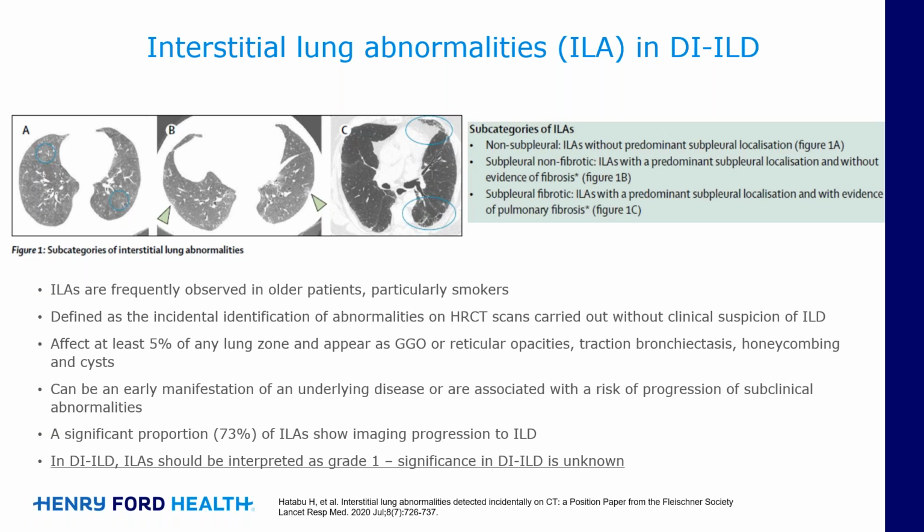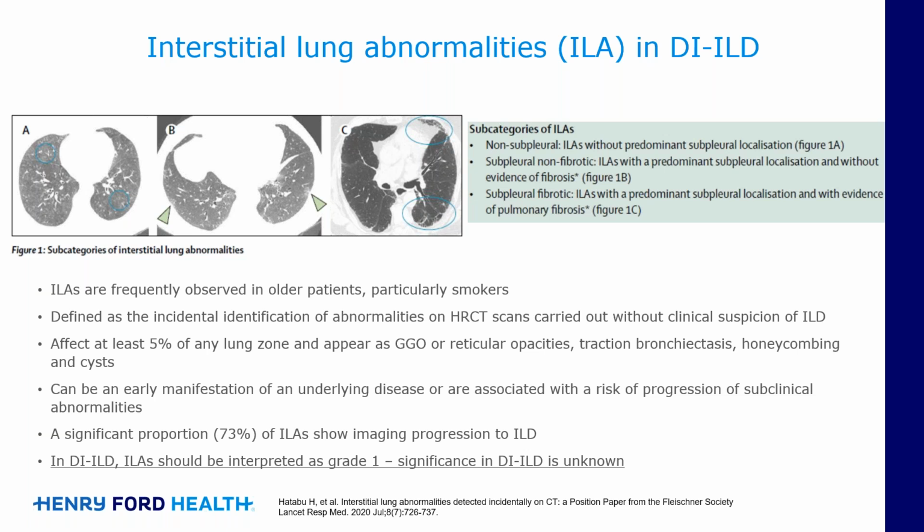Typically, you have abnormalities on a high-resolution CT chest, which are incidentally identified and affect at least 5% of the lung zone. These can look like ground glass opacities. They can have some traction bronchiectasis or honeycombing as well. And these are usually early manifestations of disease. Almost 70% of ILAs can actually progress to full-blown ILD, so it's important to follow these patients closely.